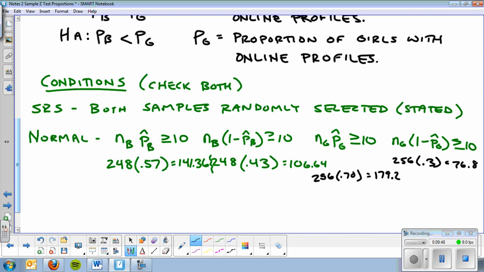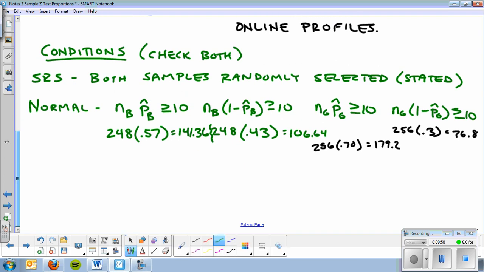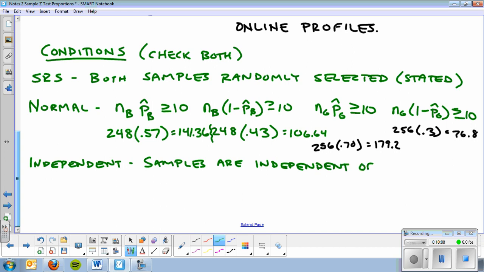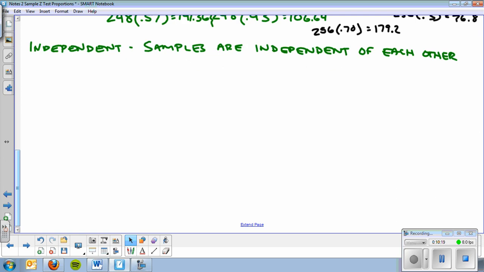Okay, and then the last one is that the two samples are independent of each other. Remember, I don't have to do the population greater than or equal to 10 n here. I can just say that the two are independent of each other. All right, your favorite part, my favorite part, the calculations.